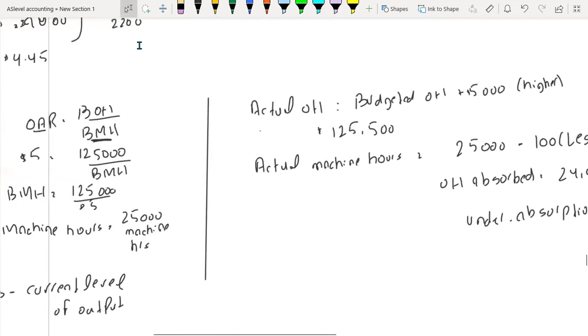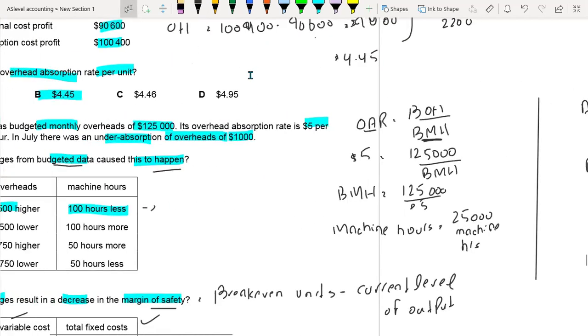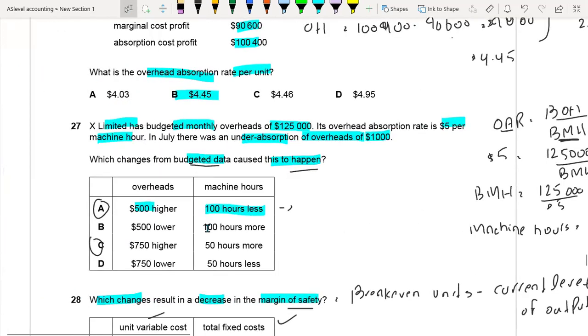But if you want to check out the other options, you can easily just follow this formula and method. So you will get to know that all the other answers are wrong and option A is the right option. Simply, you can also say that in option B and option D, it is showing us 500 lower overheads and 750 lower. So that cannot happen because this statement is showing us that this is the under absorption of overheads $1,000. So it cannot be lower overheads. So options B and D are not right.